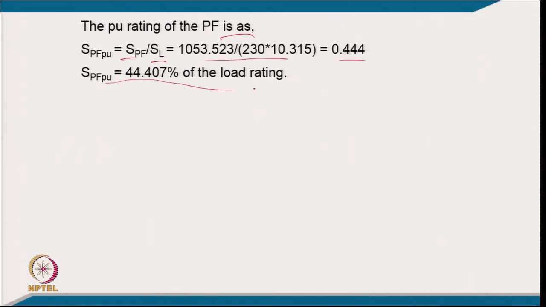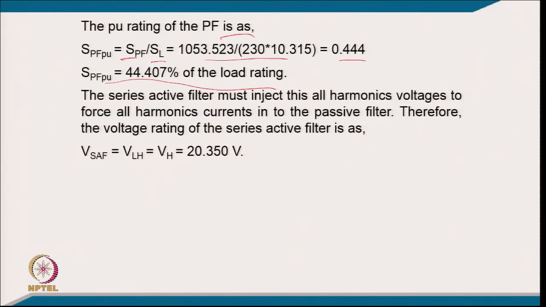So, the shunt passive filter requires 44.407% of the load rating. The series active filter must inject all this harmonic voltage to force all harmonic current into the passive filter. Therefore, the voltage rating of the series active power filter will be typically V equal to Vs.